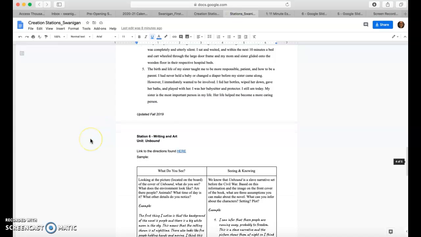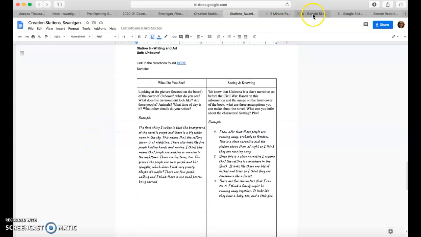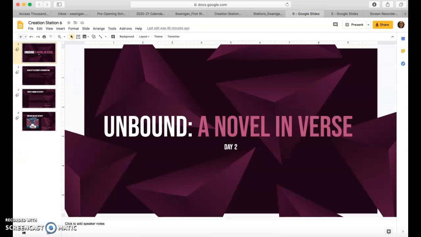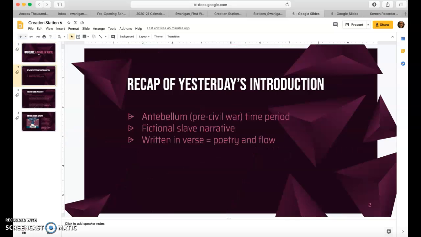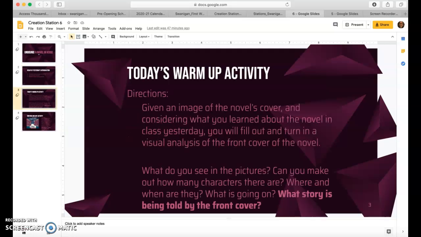So next, we have writing and art. I chose this one because I'm teaching that novel in verse called Unbound, and there's some really interesting, cool art on the front. So, Unbound, a novel in verse, this will be a day 2 project that they do, so day 2 in the whole unit. I want to recap what yesterday's information was, their introduction to the unit, and then explain the activity.